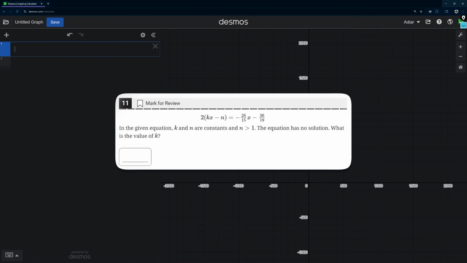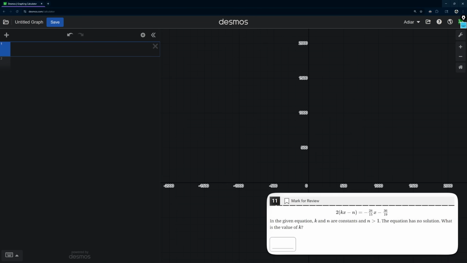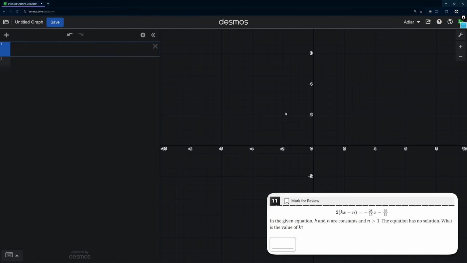In this question, it says in the given equation, K and N are constants, and N is greater than 1. The equation has no solution. What is the value of K? Because this equation has no solution, we know that the two lines, which we'll see we're just comparing, are going to be parallel. Whenever we're given equations like this, where we have x's on both sides, you almost always want to change it into y equals the left side and y equals the right side.